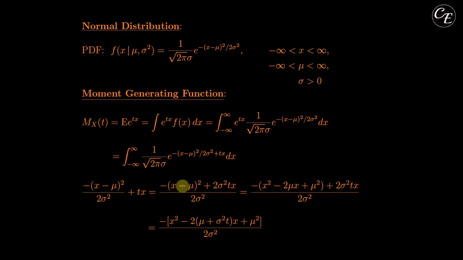Then let us expand this one. So we have negative x squared minus 2 times mu x, then plus mu squared, then plus 2 sigma squared tx. Then let us combine this one and this one, so we get negative 2 mu plus sigma squared t, then x, which is common to both terms.